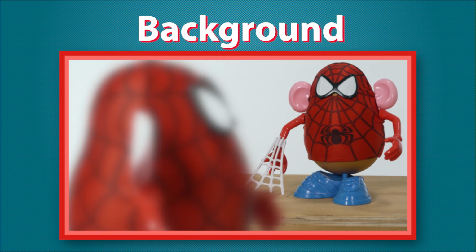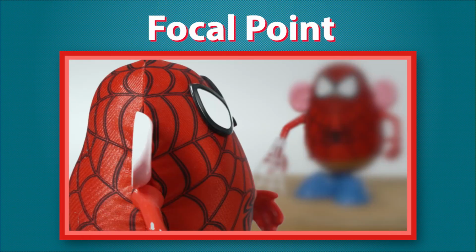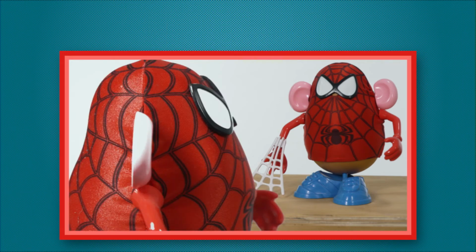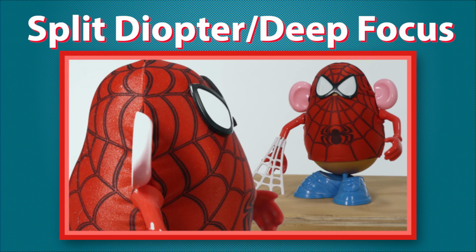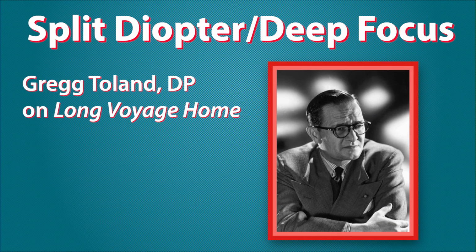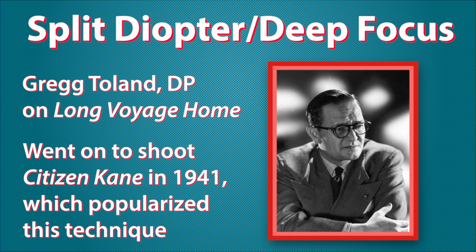What the director and the director of photography choose to keep in focus tells the audience what the important elements of each shot is, guiding their eyes to what they should be paying attention to. With a split diopter lens, you can have a foreground element and a background element in focus at the same time. One of the first pioneers of this technique was Greg Toland, the director of photography on 1940's Long Voyage Home. Toland would go on to DP Citizen Kane in 1941, which popularized the technique.